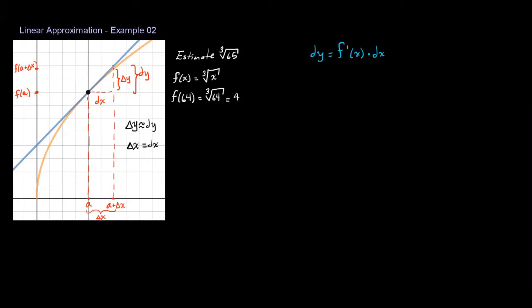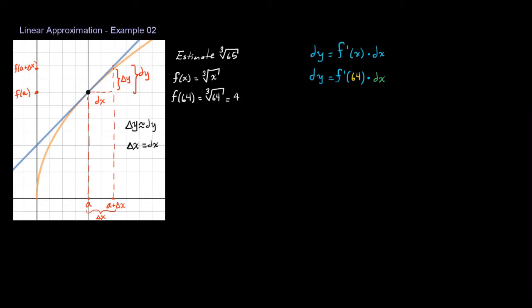Now let's try to find this dy. dy would be equal to f prime of 64. I'm going to use a different color here, this yellow one. This f prime of 64 times the differential of x. I'm going to use green for the differential of x. Differential of x, there it is.